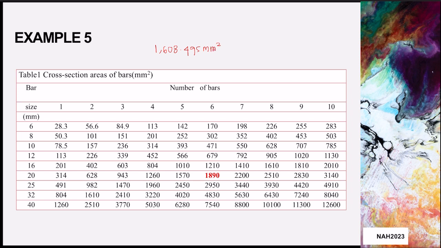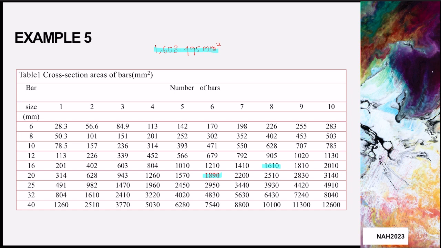Here, I take 6T20. Or, you can also take 8T16, as long as the value is larger than 1,608.495. But you have to remember, for a round column, the rule is the number of bars must be more than or equal to 6.